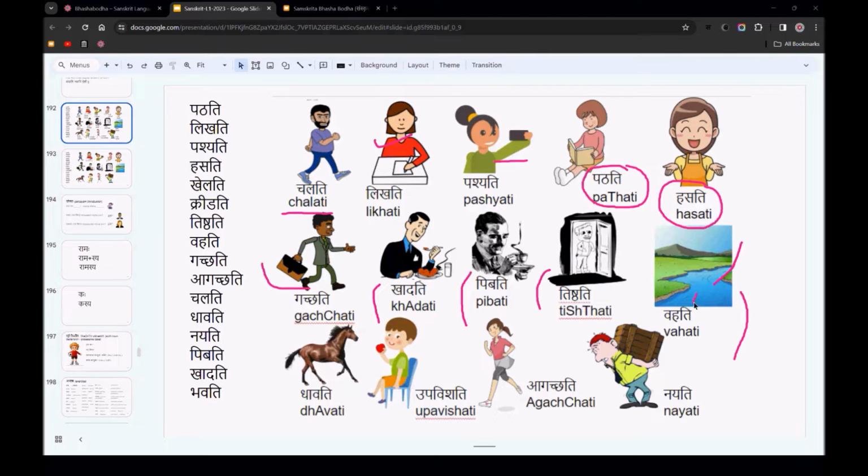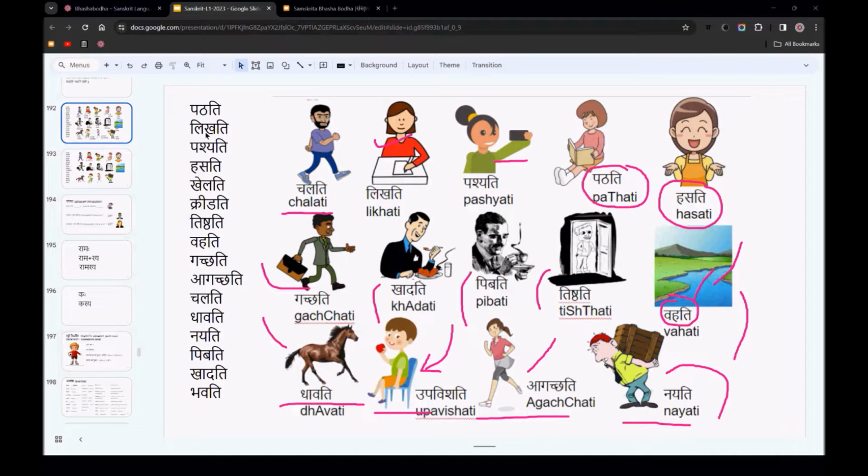This is what? This is Nadi. Nadi is flowing. So you can use the word Vahati. Vaha means flow. Vahati. Nadi Vahati. And this one is horse, for which we can use the word Ashwaha. Ashwaha Dhavati. No? This one Upavishati. Sambalakaha Upavishati. Sa Balika Agachati. And Eshaha Nayati. Carries. Nayati. Upavishati. Upavisha means sitting. Upavishati. Dhavati means running.